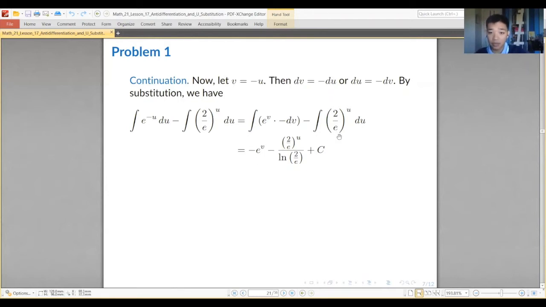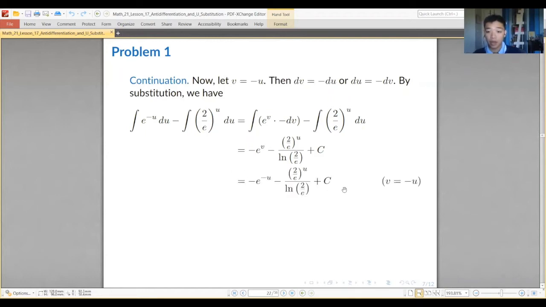And then for this antiderivative, 2 over e is a constant, and your u here is the variable, and we're antideriving with respect to u. So this is a well-known theorem in antidifferentiation. So you'll get (2 over e) raised to u all over ln of 2 over e. Take note again that 2 over e is a constant. And then we get this following expression. Don't forget always to put the constant c, since when you're antideriving, you're only getting the general form. We haven't yet applied the particular condition.